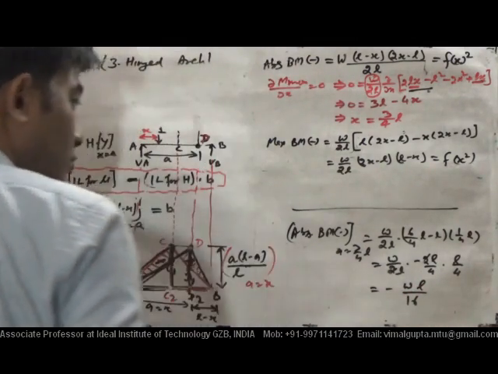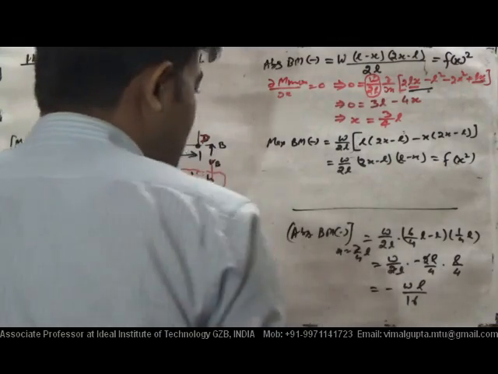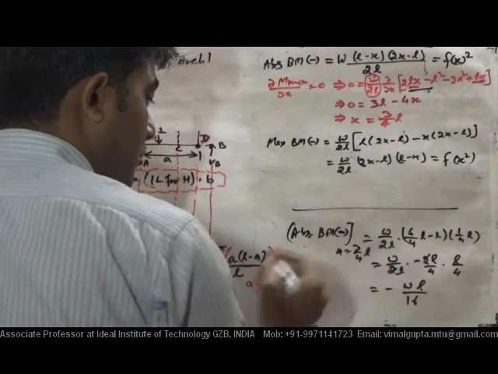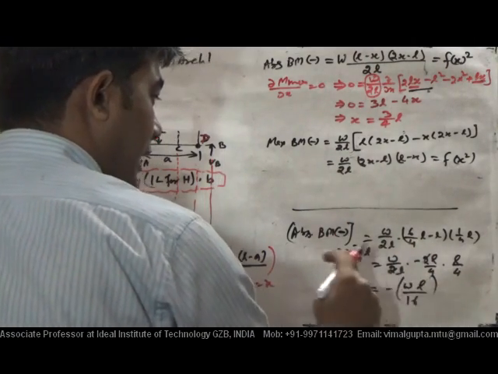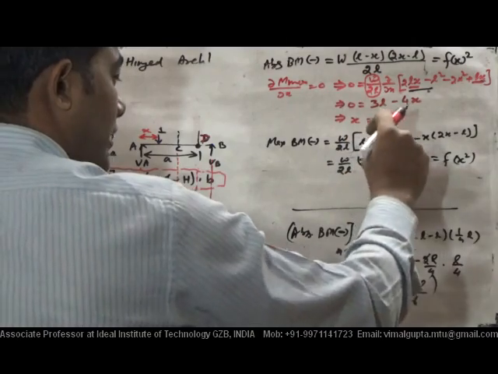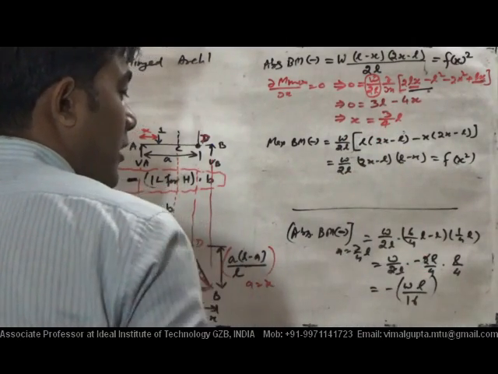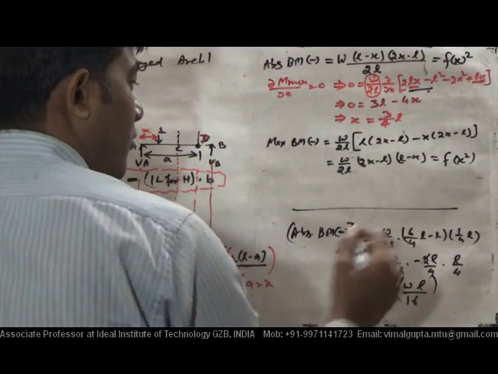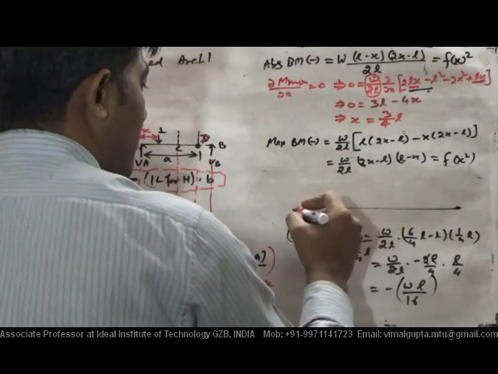Okay, so this is the absolute negative bending moment. It is at x is equal to 3 by 4 L, and this value is minus WL by 16. Now if you plot this, how will it be possible? It will be possible.